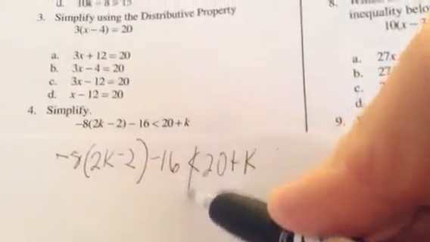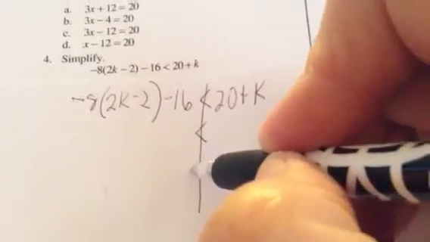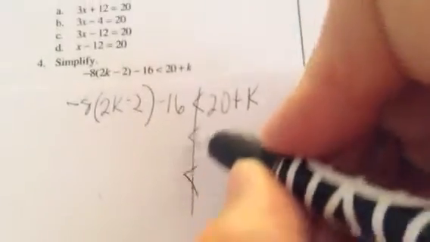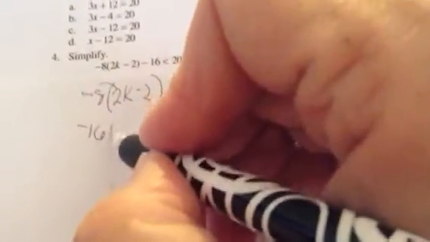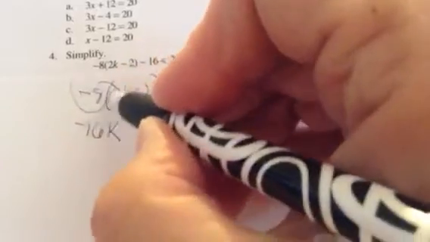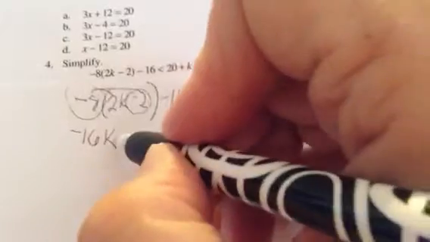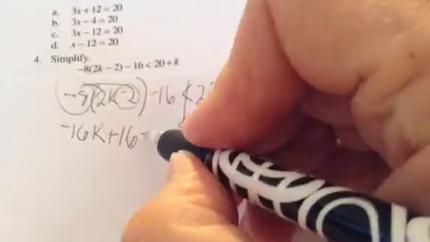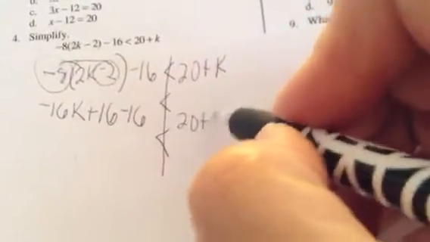So inequality, I'm going to put my line down. When it's an inequality, I like to do this just to remind me, yes, this is an inequality, not an equation. I don't want to mess up and put an equal sign here. Negative 8 times 2k is negative 16k. And negative 8 times negative 2, negative times a negative is positive 16. And then I'm going to bring down my negative 16 because I didn't do anything with that. And then I'm going to bring down my 20 plus k.